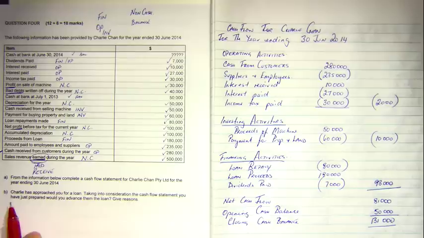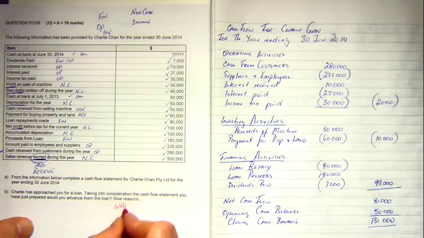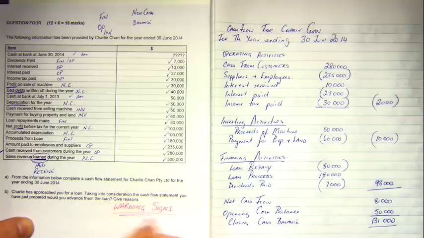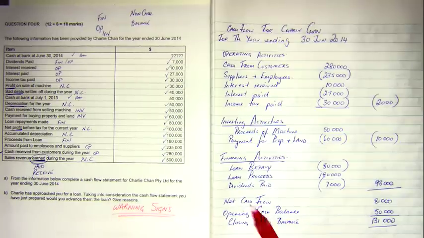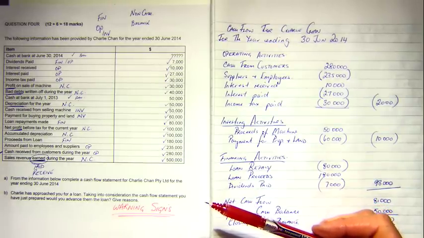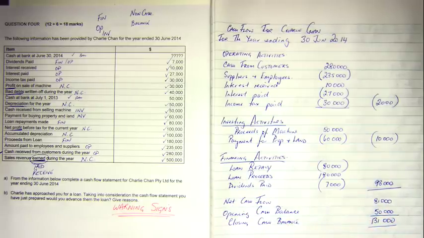Okay, the next thing it says, that's question A. The next thing it says that Charlie has approached you for a loan. Taking into consideration the cash flow statement you have just prepared, would you advance him a loan? Give reasons. So what this is really looking at is my warning signs. Is Charlie going to be able to repay me is really what we're asking. Because I don't want to give money to someone that's not going to give it back. All right, so what's my warning signs that I should be looking for?